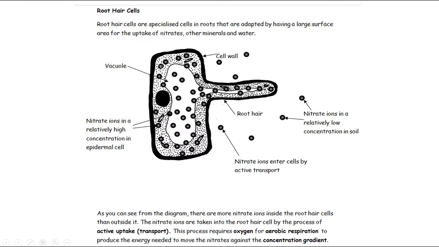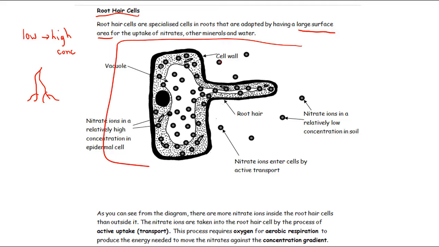This just shows you a bit more about active uptake. So remember, active uptake was when particles move from a low to high concentration. So in this is a root hair cell. Now this is not found in your head, this is found on the roots of plants. It helps plants absorb water and minerals because it provides them with a large surface area. So it's just a typical plant cell, except it has this root hair, which is just a little bit which sticks out. Now, generally speaking, in the soil, there's a low concentration of nitrates.